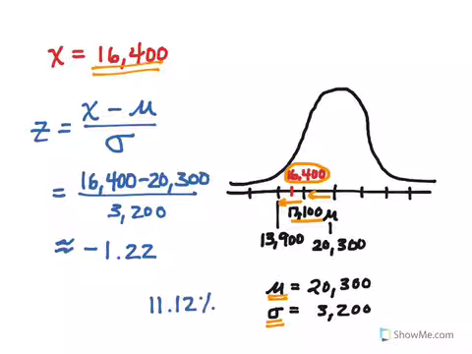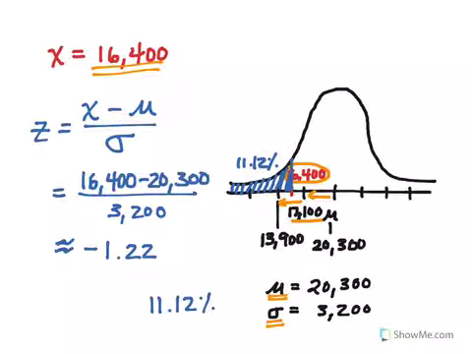So if we come back here and say, what does this 11.12% mean? Well, remember, it means everything under the curve to the left of that plot. So everything under the curve to the left, this is where 11.12% of the data is. So we have an 11.12% probability of making less than that.